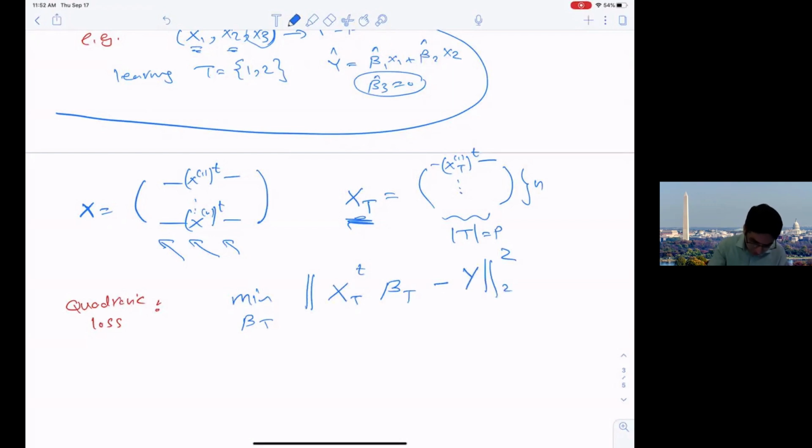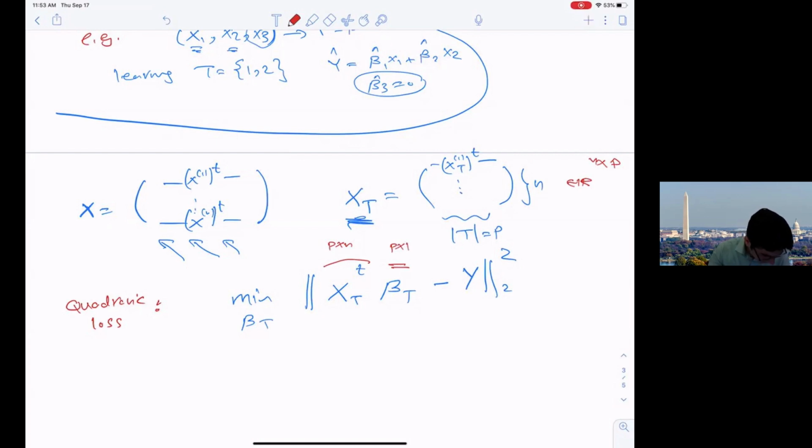Okay, let's first check the dimensionality of this problem. Let's see if it makes sense. X_T is a matrix n by p. So X_T transpose is p by n, right? So beta is a vector of length p, so it's p by one.